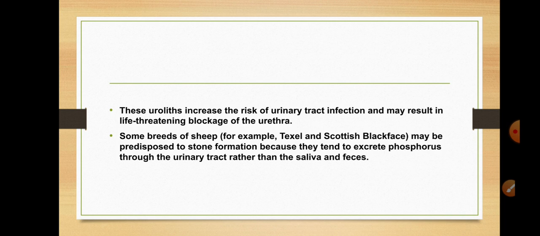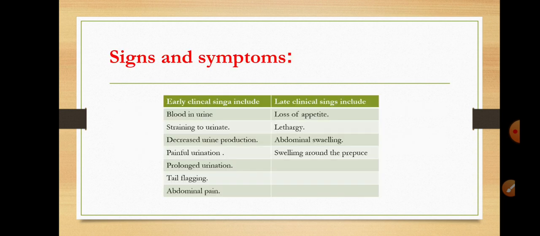It's nice to know that some breeds of sheep, for example, Texel and Scottish Blackface, may be predisposed to stone formation because they tend to excrete phosphorus through the urinary tract rather than the saliva and feces.